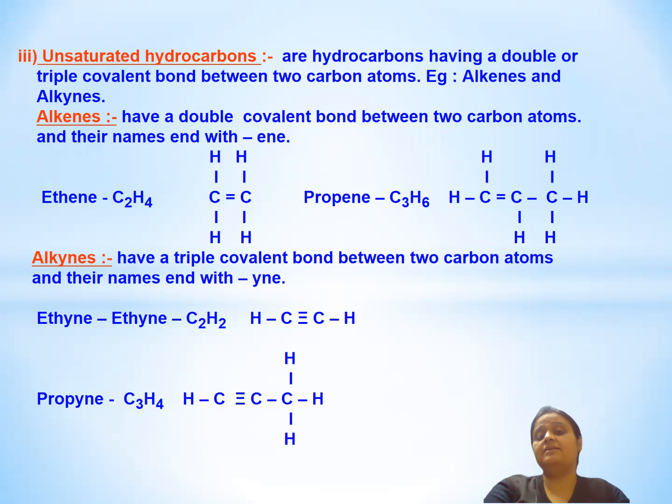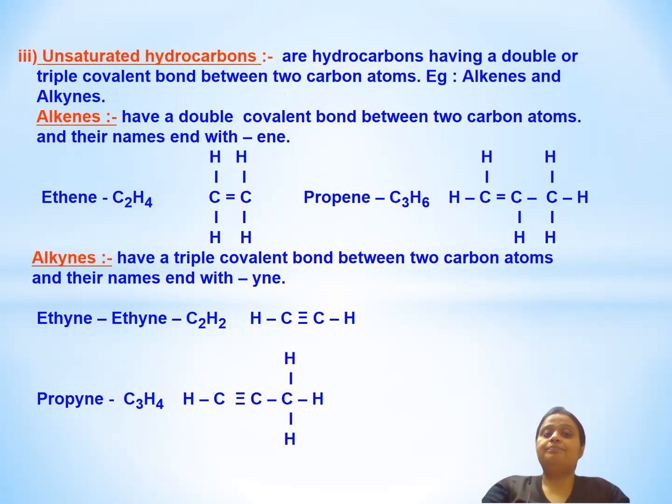Let's see one more example, propene. Propene means three carbons, so our formula will be C3H6. Each of the three carbons satisfies the valency of four. The first carbon has only two hydrogens because two bonds are shared with the second carbon, and so on. There should be four bonds only, and you can easily make it out by seeing the formula example.